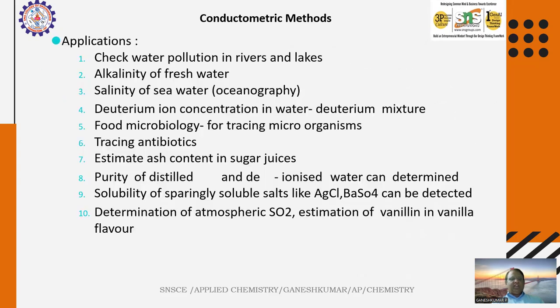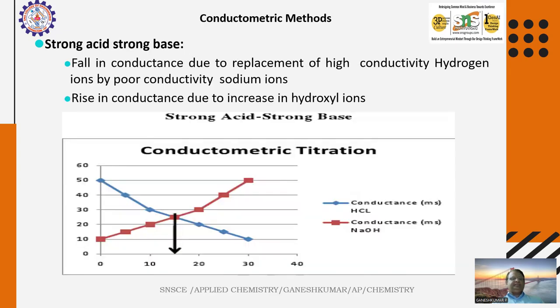There are wide applications. We can check the water pollution level, alkalinity of fresh water, salinity of seawater, deuterium ion in the water, food microbiology, tracing microorganisms, tracing antibiotics, estimating ash content, purity of distilled and deionized water, solubility of sparingly soluble salts, and determination of atmospheric substances. This is a typical graph of strong acid versus strong base, where the intersection gives the endpoint.